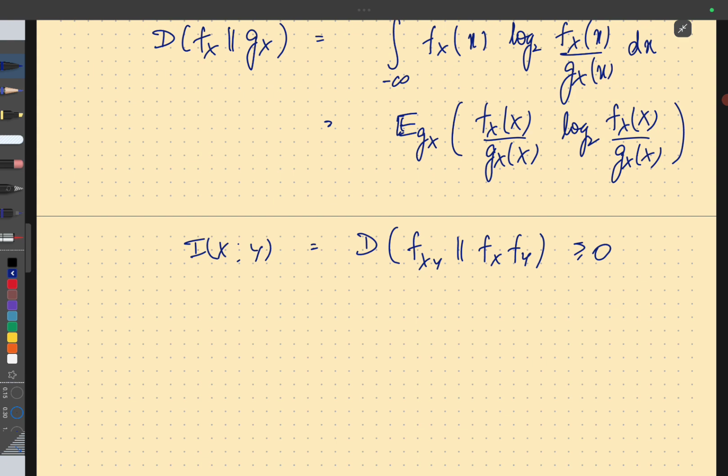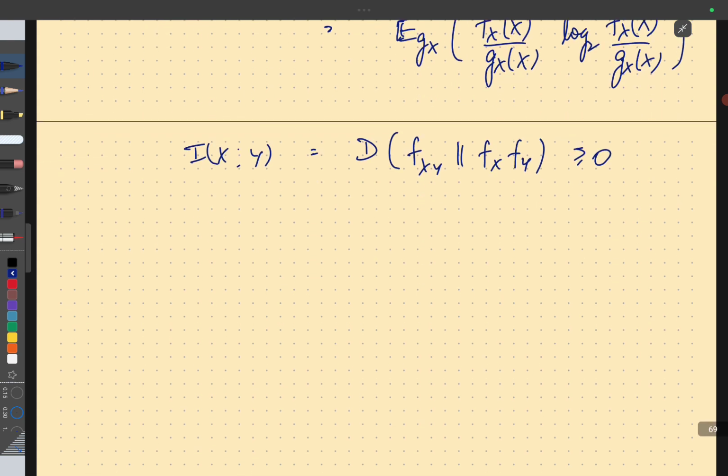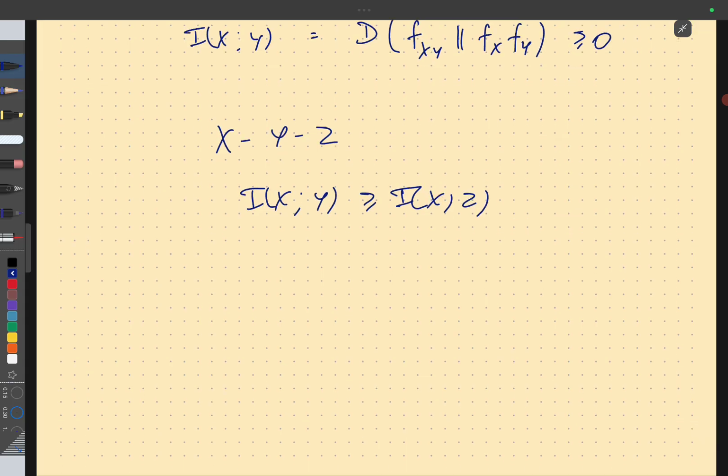Data processing inequality still continues to hold, even if you have x, y, z forming a Markov chain where x, y, z are continuous random variables. You still have I of x, y being greater than or equal to I of x, z. That is still true for continuous random variables.